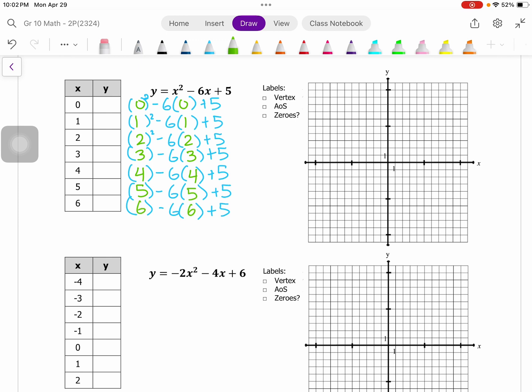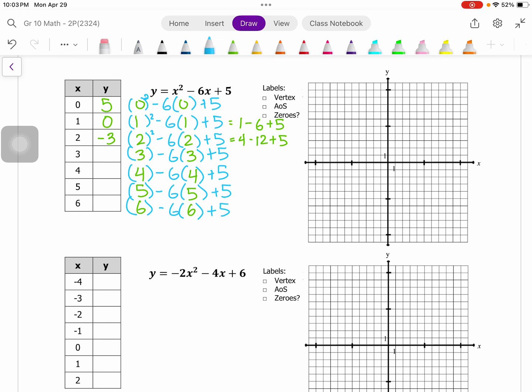So 0 squared is 0, 6 times 0 is 0, 0 minus 0 is 0, and then plus 5, so y is equal to 5. 1 squared is 1, and then I'm going to subtract 6 times 1, which is 6, and then add 5. So 1 subtract 6 is negative 5, negative 5 plus 5 is equal to 0. 2 squared is 4, 6 times 2 is 12, so minus 12 plus 5. So 4 minus 12 is negative 8. Negative 8 plus 5 is negative 3.